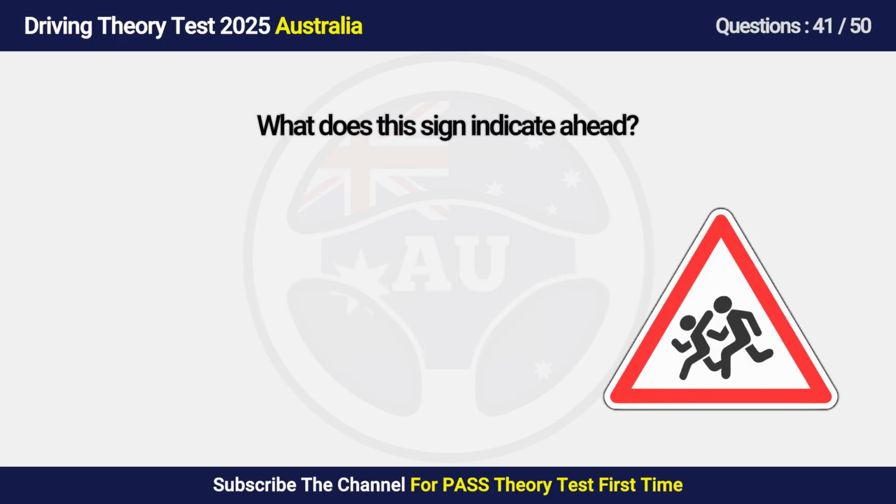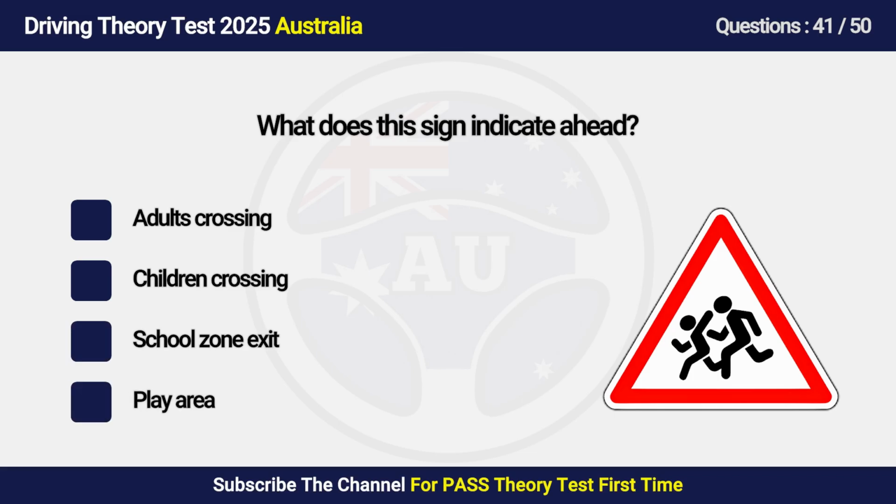Question 41. What does this sign indicate ahead? A. Adults crossing. B. Children crossing. C. School zone exit. D. Play area.